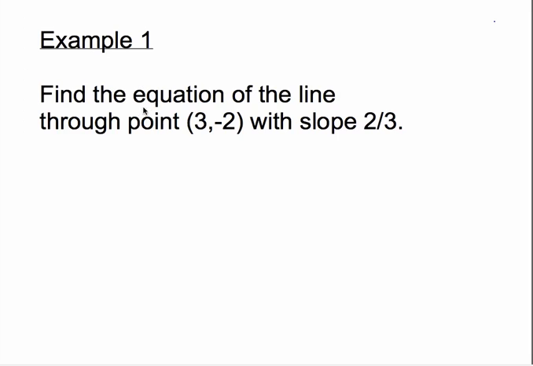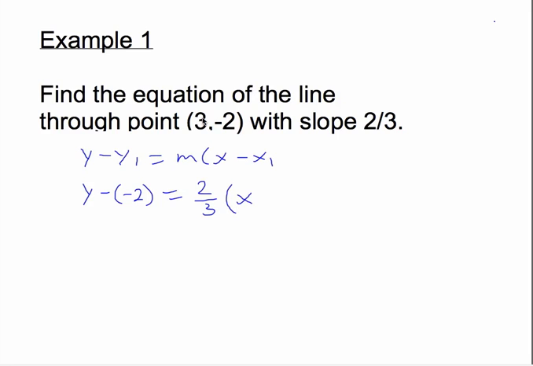So here in this example, we're given a point, we're given a slope, and we have to find the equation of a line. So we can start with the point-slope form, which is y minus y1 equals slope times x minus x1. And we'll use this point as our x1 and y1. So we'll have y, and we'll do y minus -2, and change that in a second. The slope is 2/3, and we have x minus 3. So there's the equation.